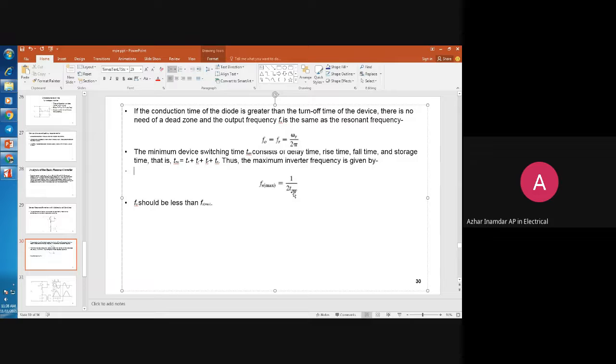TSW is nothing but the minimum device switching time. One thing should be noted: this FO, the output frequency, should be less than this maximum inverter frequency. This is the point to be considered.